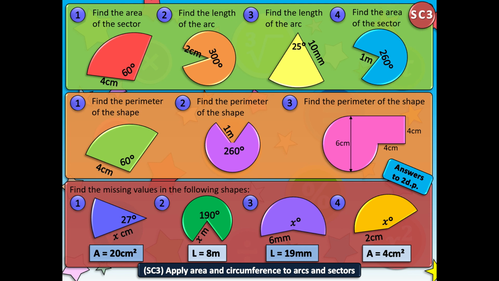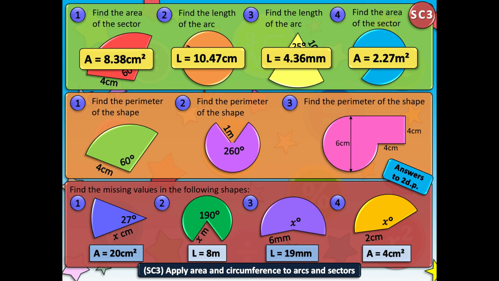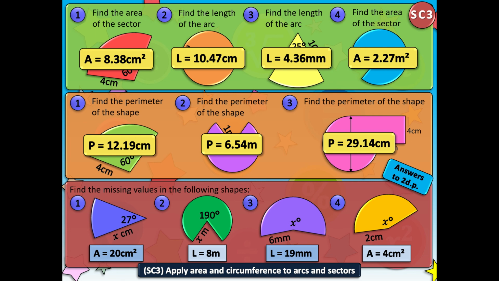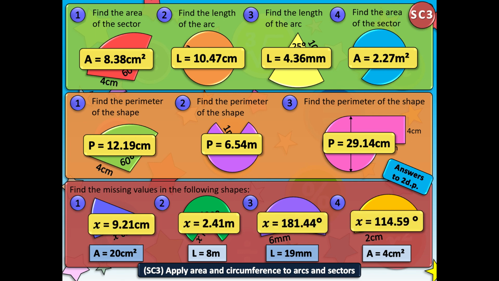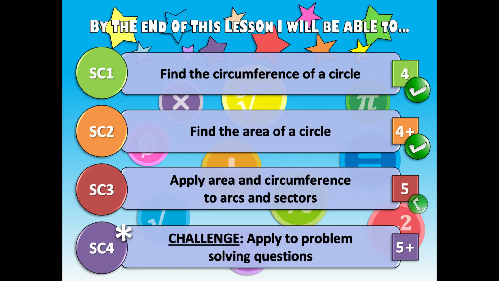Here are your answers. So there's your green answers, there's your amber answers, and there's your red answers. And now we've completed success criteria 3. So now we're going to move on to number 4, and this is to apply to problem solving questions.